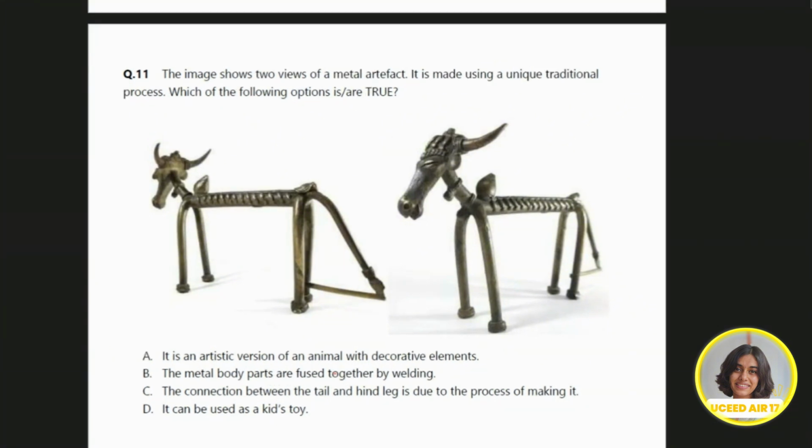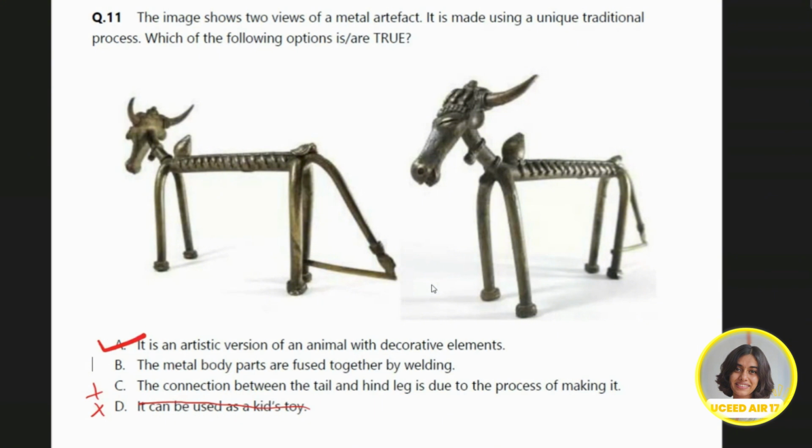Let's read the options one by one. It is an artistic version of an animal with decorative elements. The metal body parts are fused together by welding. The connection between the tail and hind leg is due to the process of making it. It can be used as a kid's toy. Let's go through each option.